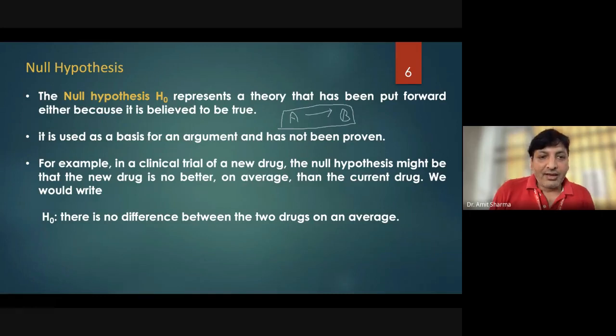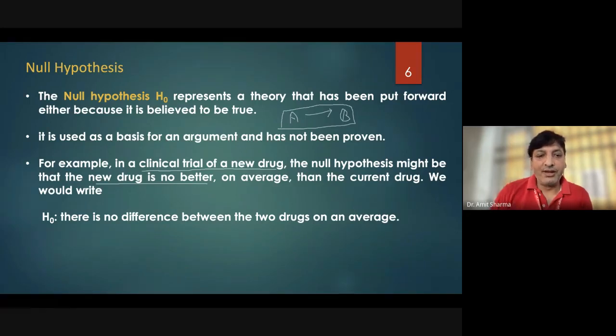Now you can take an example. For example, in a clinical trial of a new drug, the null hypothesis might be that a new drug is no better. Or if any pharmaceutical company wants to launch a drug in the market, how do they prove that their molecule is better than the molecule which is already available in the market? Clear? So the writing style of this particular code will be something different.